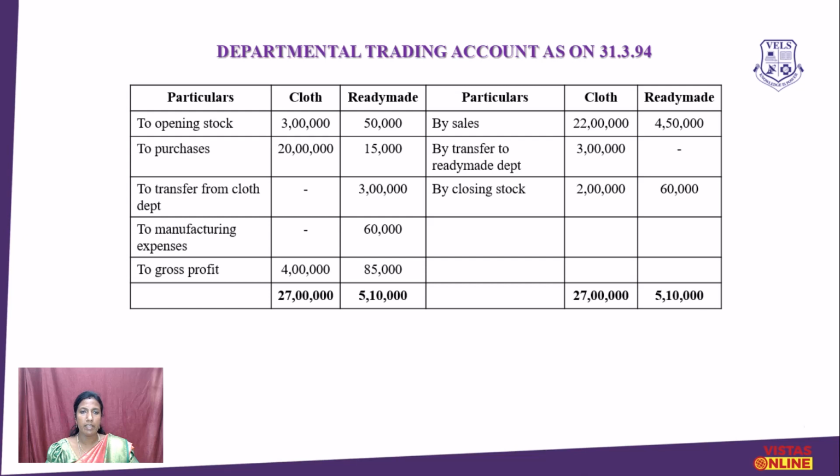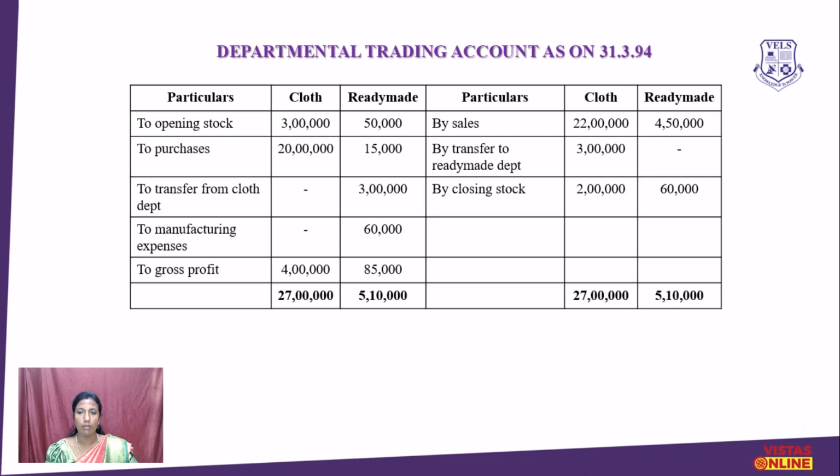So, to opening stock, 3 lakh on the cloth side, ready-made is 50,000. To purchase, 20 lakh, ready-made 15,000. To transfer from cloth department, no value; on the ready-made side it is 3 lakh. To manufacturing expenses, no value; 60,000 is the ready-made department value. On the credit side, by sales, cloth 22 lakh, ready-made side 4 lakh 50,000. By transfer to ready-made department, 3 lakh in the cloth department and no value in the ready-made department. By closing stock, cloth department 2 lakh, ready-made department 60,000.